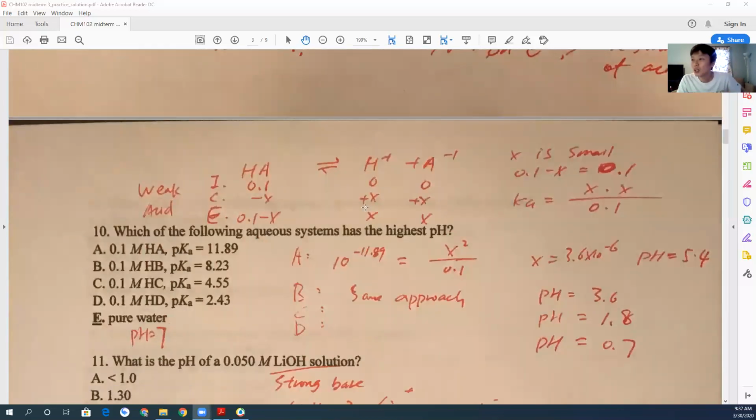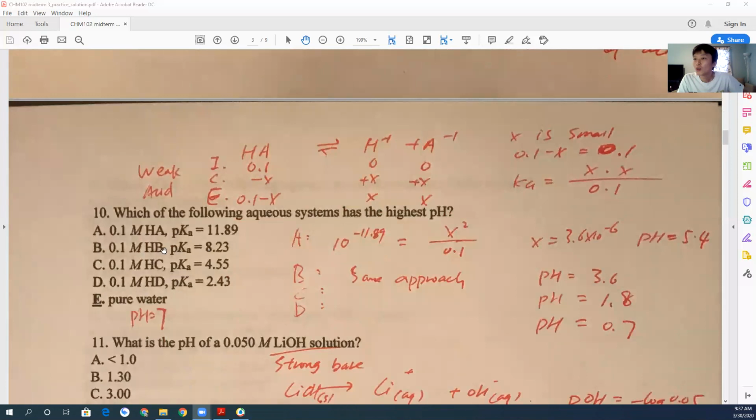So number 10: which of the following acid solutions will have the highest pH? Here it's basically a test of calculating the pH when the pKa is given. In the lecture we mentioned that the pKa is related to the strength of the acid, for the same type of acid. The higher the pKa, the weaker the acid.